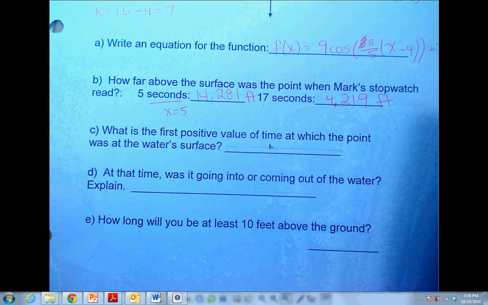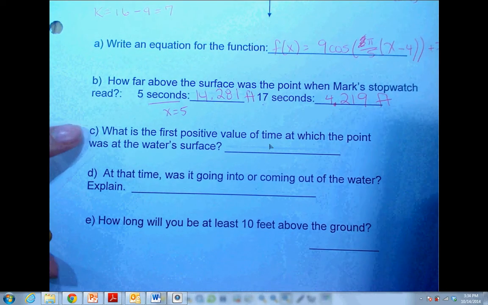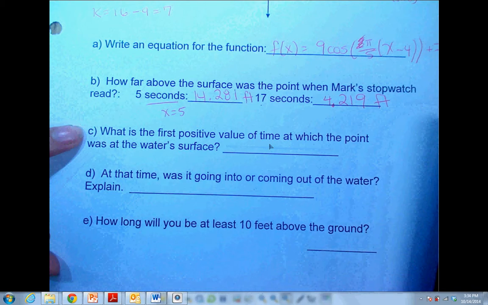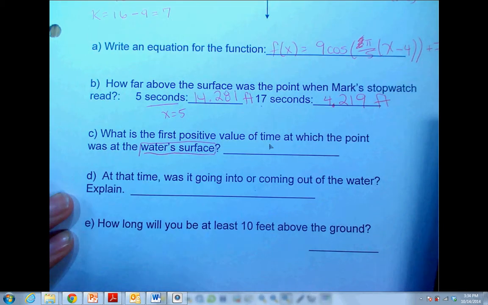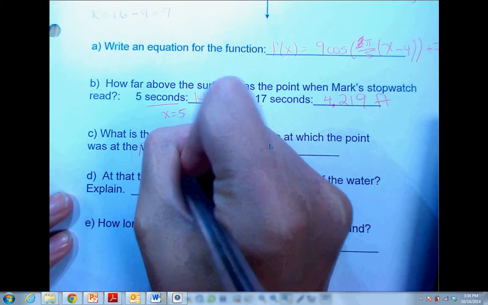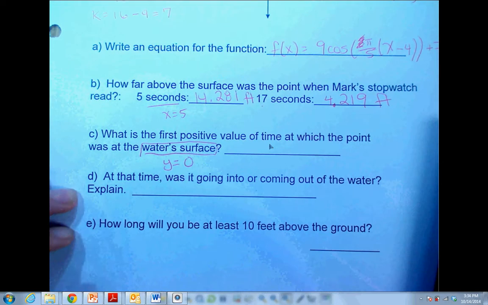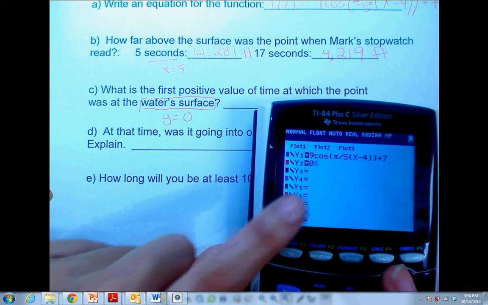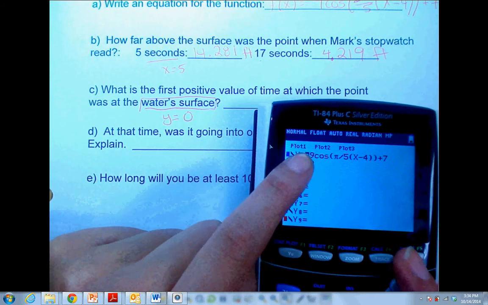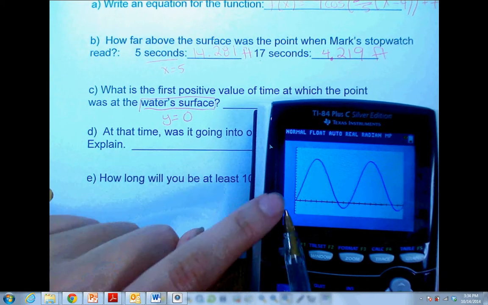Okay. So the next question is asking you, what is the first positive value of time at which the point was at the water surface? So if you are exactly at the water surface, this is when your height is going to be 0 feet, because you're 0 feet above the water, because you're exactly at the surface. So our y value is 0. So that's what I'm going to put into my y2. And I'm going to graph this, and it's going to graph a line right at the 0.